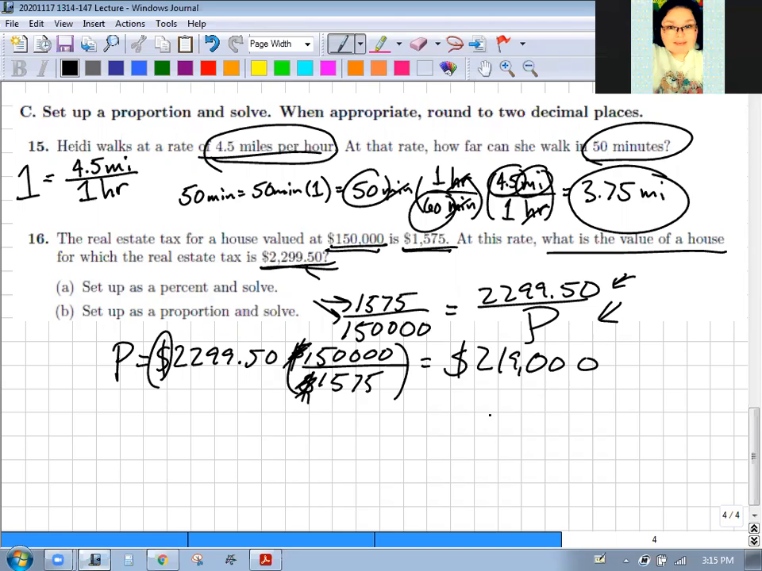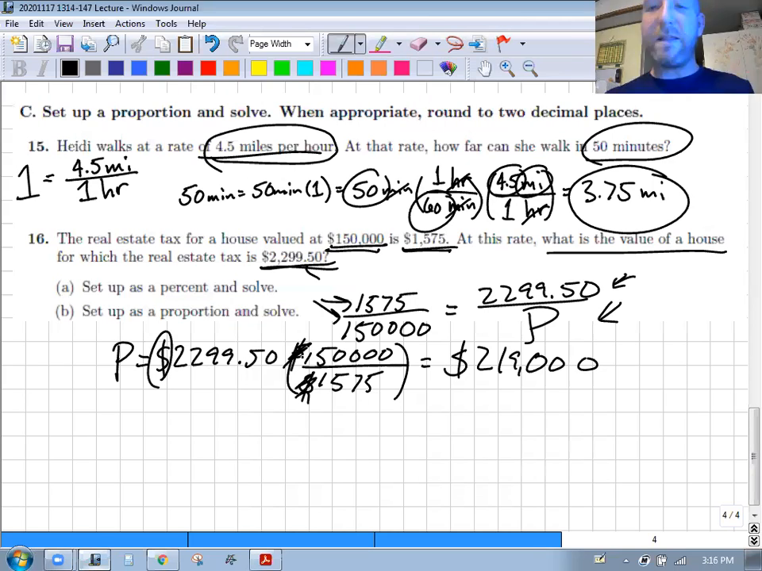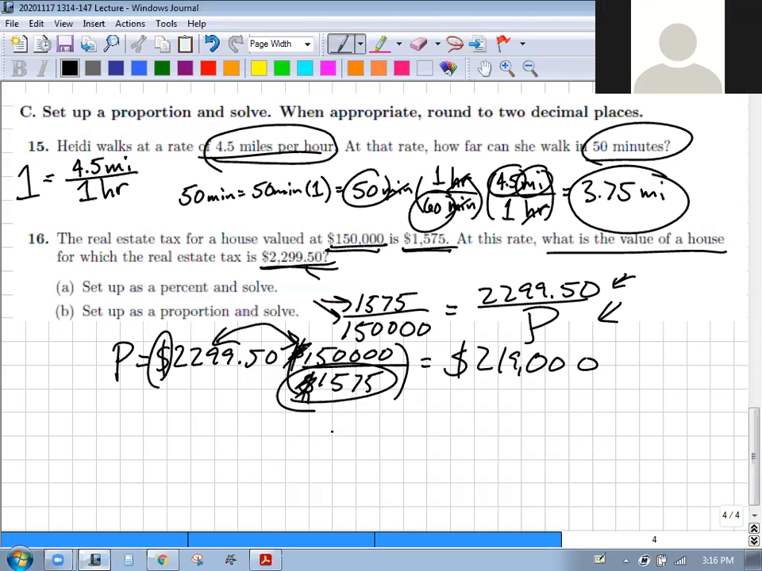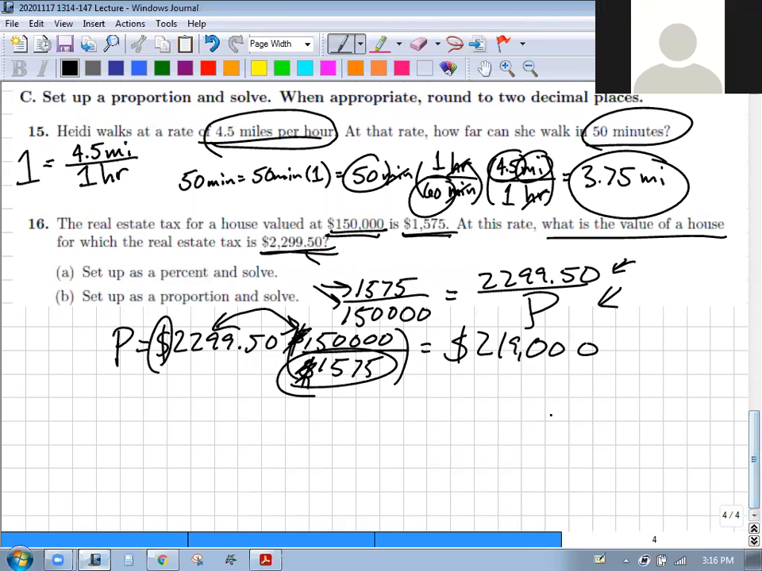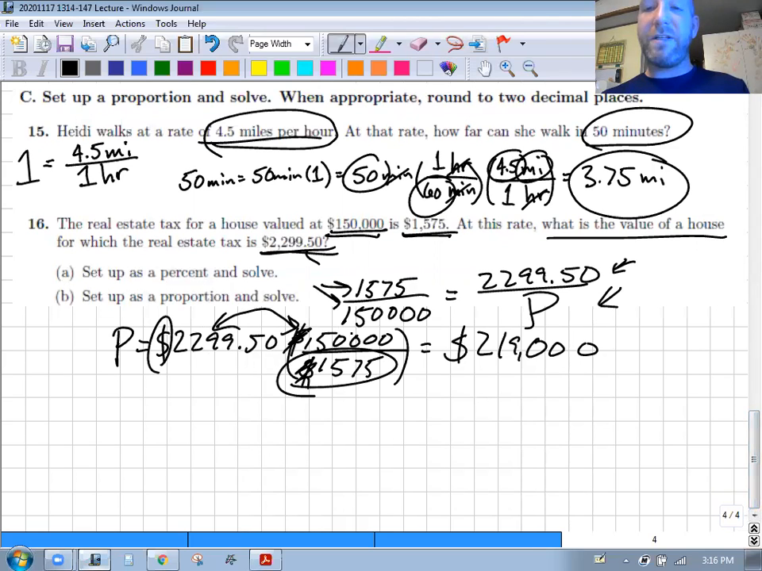I have a quick question. Uh-huh. This is the way I did it. Couldn't you do the 150,000 times the 2299.50 and then divide that by the 1575? Because I still got the 219,000 that you got. Yeah, that's what we did. You multiply these two together and then divide by that. Okay. So it's cross multiplication then, right? Yeah, I mean, you could take this and divide by that and then multiply by this. It doesn't matter what order you do that in. All right. So, yeah, the way you did it was fine.